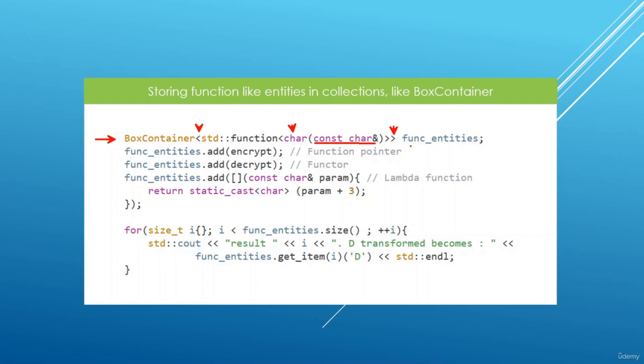We are going to give our box container object a variable name, and we can use this to add stuff to our box container object. We can add in a function pointer, we can add in a functor, we can add in a lambda function, and we can loop through this box container using our function-like entities to do stuff. So for example, we can get whatever function-like entity is at a given index, and then we can call that using a character that we pass in here, and we will get the output that corresponds to the particular function-like entity we stored in our collection here, and this is going to work just fine.